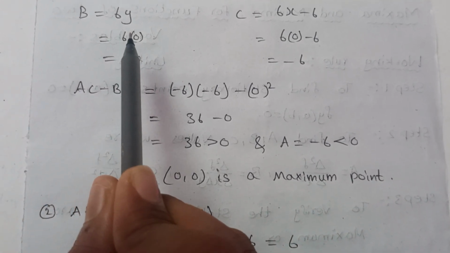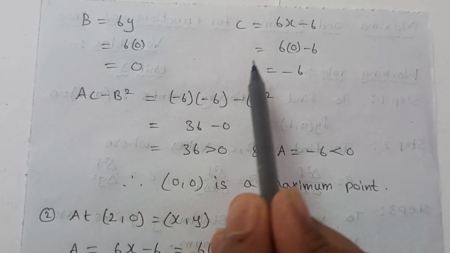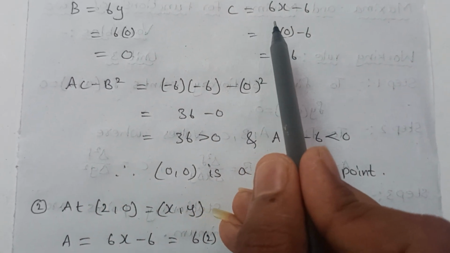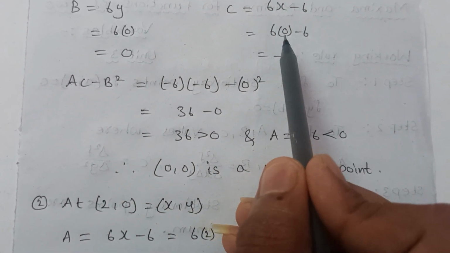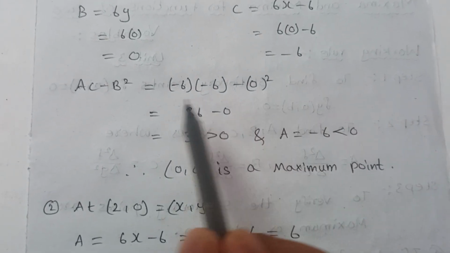Let me find the B value. B equal to 6y. We place the y value as 0, so 6 of 0 equal to 0. Let me find the value of C. C equal to 6x minus 6. So 6 of 0 minus 6 equal to minus 6.